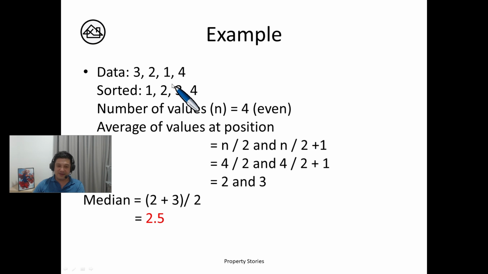So 2.5, you don't see it in the sorted data, right? It's somewhere in between 2 and 3. So 2.5 is here, where you can see my mouse. Anything below 2.5 here is below median. Above 2.5 is above median, okay?